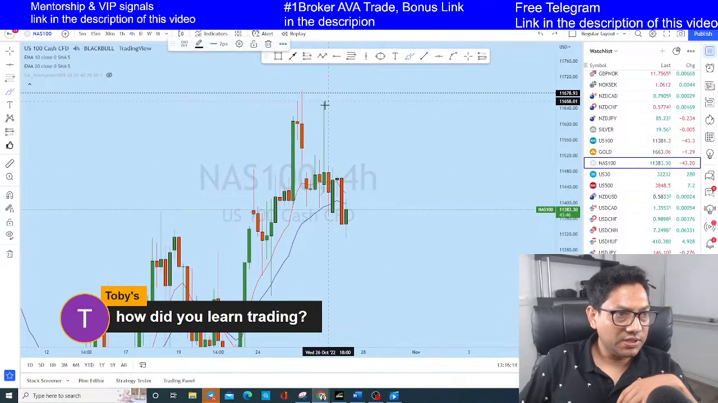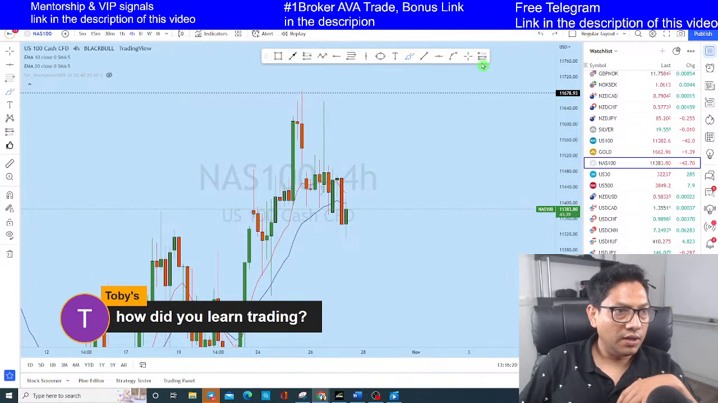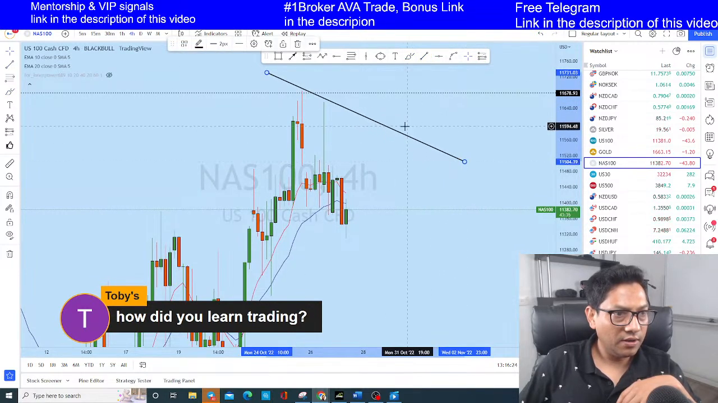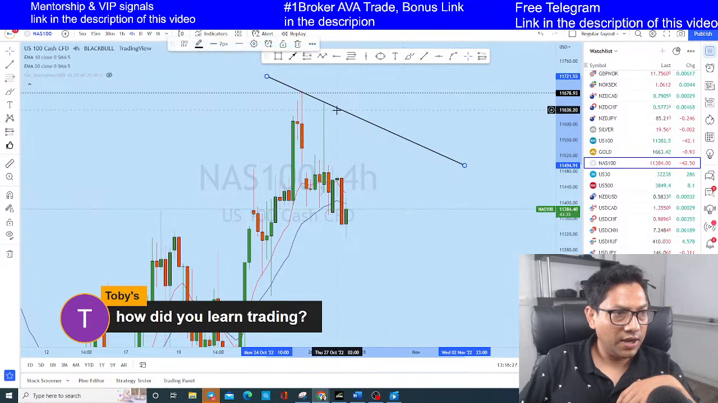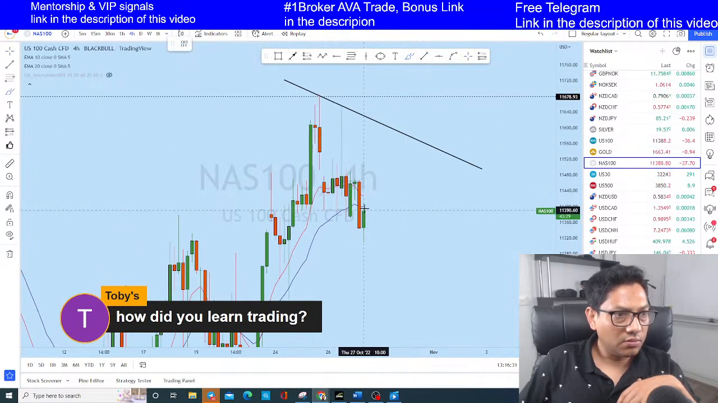And as you can see, this rejection candle has not been tested. There is less chance that it will be left alone. There is a high probability that it will make this trend line. It will go up and create a lower high with that, or it may even create a false breakout with this.